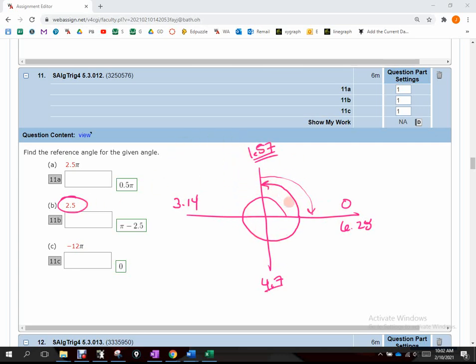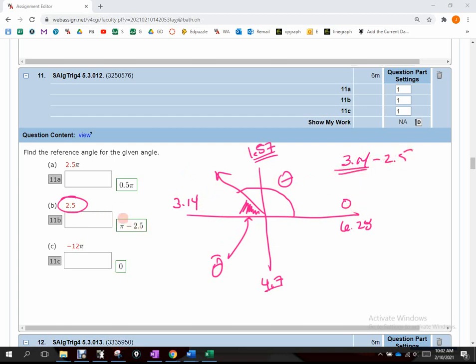So if I'm at 2.5, well, 2.5 would terminate in the second quadrant, maybe about right there. That would be theta. So theta bar then is going to be that angle there. Well, in order to get that angle, it's going to be 3.14 minus 2.5. So instead of 3.14, though, they want you to use pi, and just say pi minus 2.5 and write it as an exact value there.